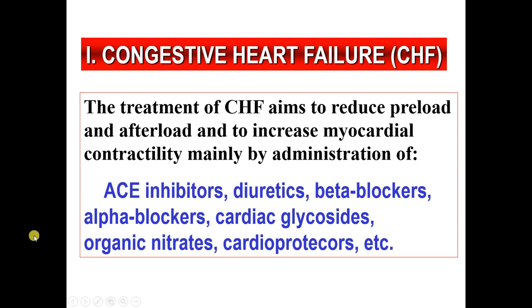these different drugs which I have mentioned here: ACE inhibitors, angiotensin converting enzyme inhibitors, diuretics, beta blockers and alpha blockers, cardiac glycosides, organic nitrates, and cardioprotectors. All these drugs are used in the treatment of congestive heart failure, but we will explain all these categories step by step.